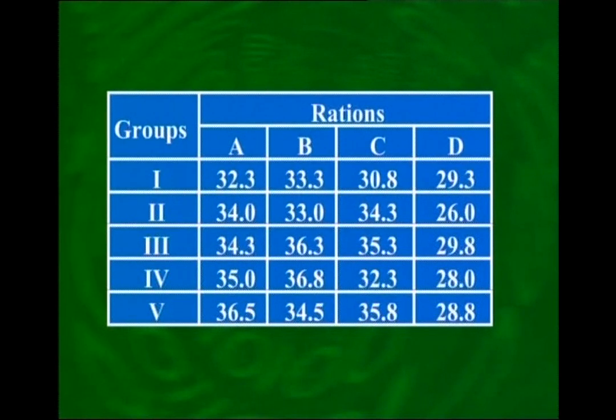So, if we study the first column, the values 32.3, 34.0, 34.3 and so on represent the gains in weights due to ration A, and the first value pertains to the animal who is in group 1, the second one for the animal who is in group 2, and so on. Now, we are required to perform an analysis of variance and to state our conclusions.